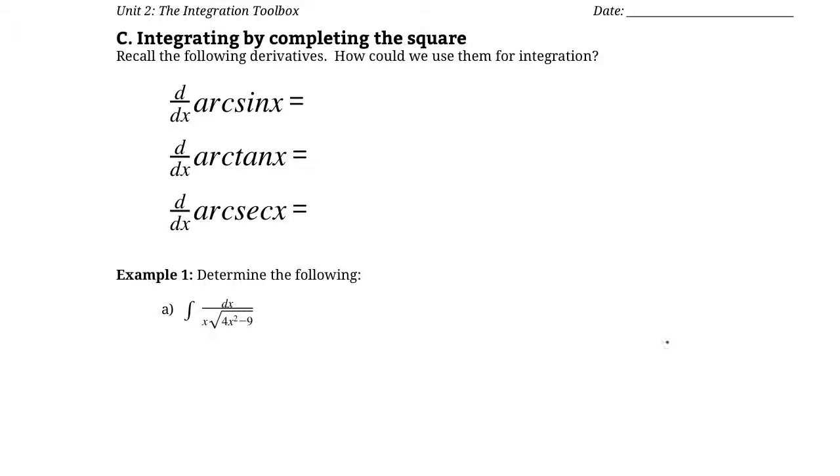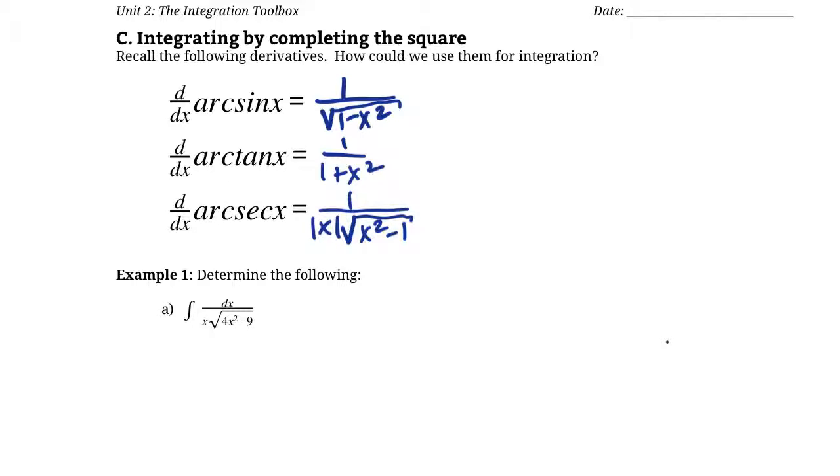Arc sine x has a derivative of 1 over root 1 minus x squared. Arc tan x has a derivative of 1 over 1 plus x squared. And arc secant x has a derivative of 1 over the absolute value of x square root of x squared minus 1. So these are the things you should have memorized from the differentiation unit. These are the three we're going to be using.